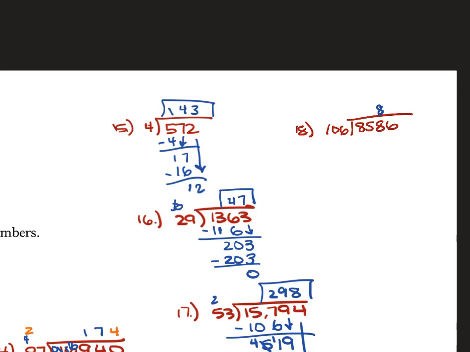So 8 times 6 is 48. 8 times 0 is 0 plus 4 is 4. 8 times 1 is 8. So I subtract these, I get 10. Bring down the 6. Well, 106 goes into 106 one time, and that goes in evenly, so 81 is my missing number.